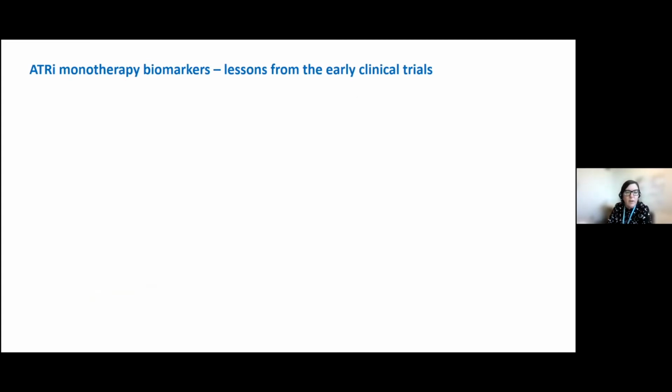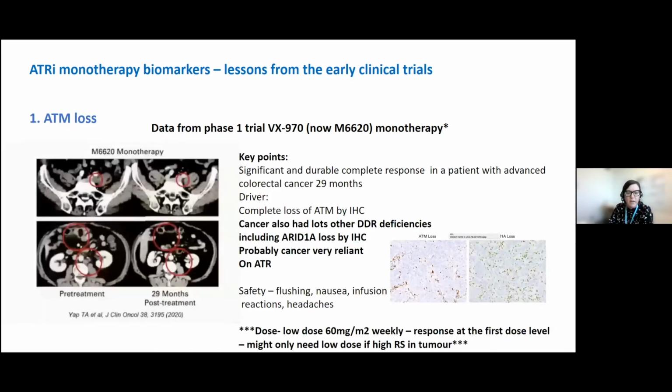So ATR inhibitor monotherapy, we've done some early phase clinical trials. As I say, I've been involved in the 2 trials that I'm going to present. And what did we learn from them? So ATM loss, this is a study looking specifically at cancers with ATM loss, and it was the VX970 Vertex ATR inhibitor, which has now become a Merck product, and it's an intravenous ATR inhibitor, unlike the AstraZeneca version, which is oral. So this is a patient from this study who had ATM loss by immunohistochemistry and colorectal cancer, and they had a complete response which was durable up to 29 months.